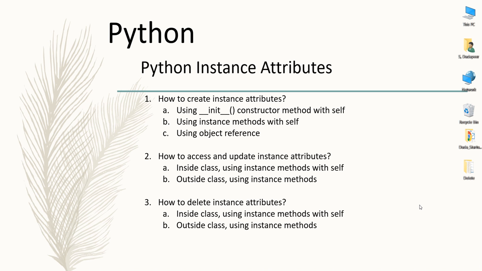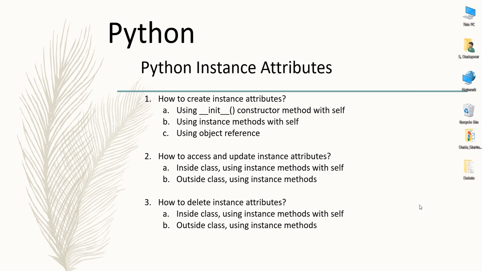Now, what are the functionalities we can do with instance variables? First we can create instance variables, afterward we can access and update them, and then we have an option to delete the instance variable also. We will learn all these concepts in depth one by one. Okay, so now we know what instance attributes are.